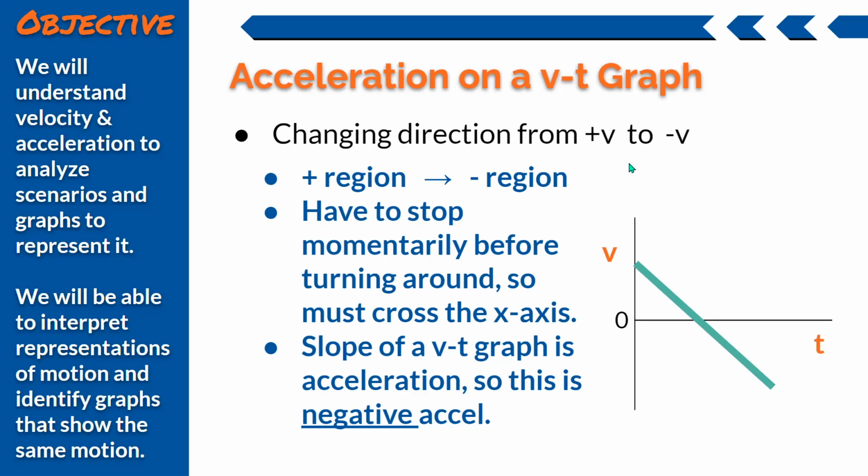That means this object started with a positive velocity, slowed down until it stopped for a moment, and then started speeding up in the negative direction. Again, if you change direction, you have to cross the x-axis. Again, the slope of a VT graph is acceleration, so this is an example of negative acceleration. It's negative the whole time. And for a ball thrown up in the air, that acceleration would be caused by the force of gravity, which we will talk about later.